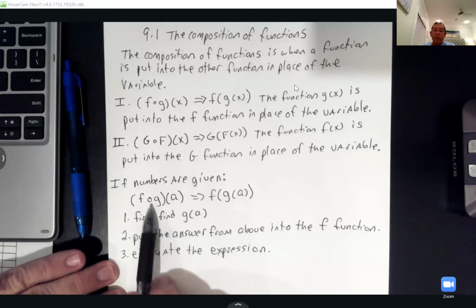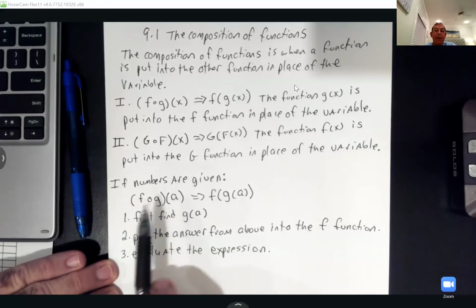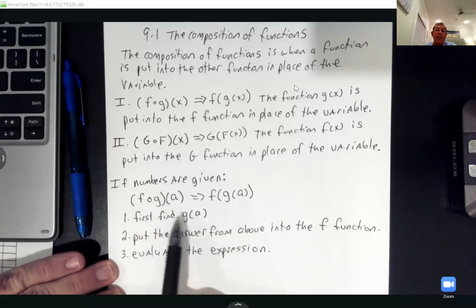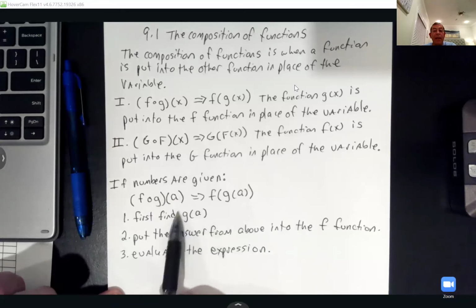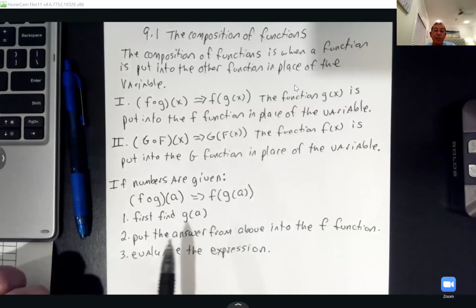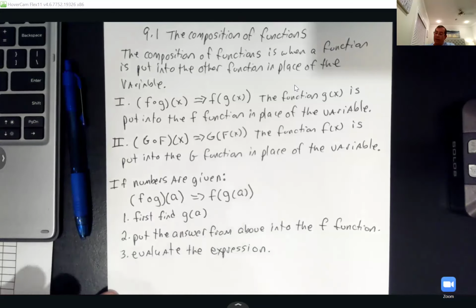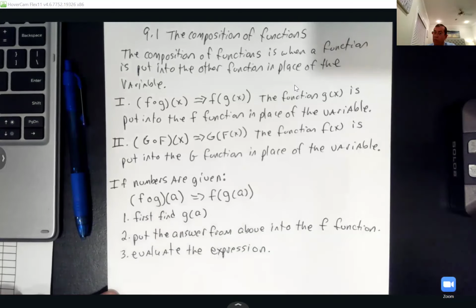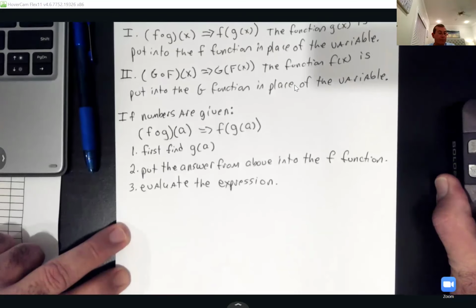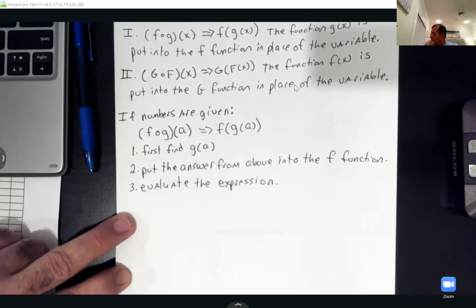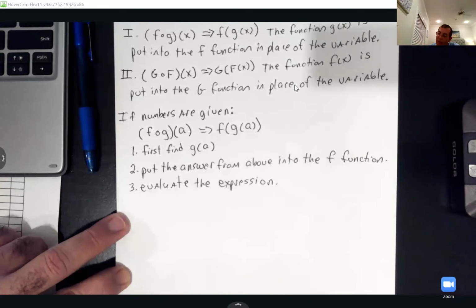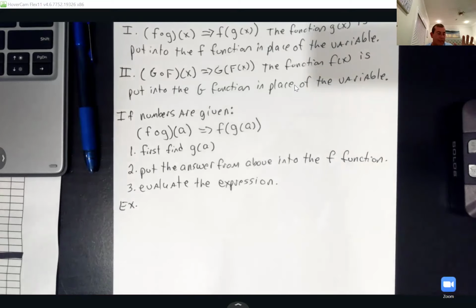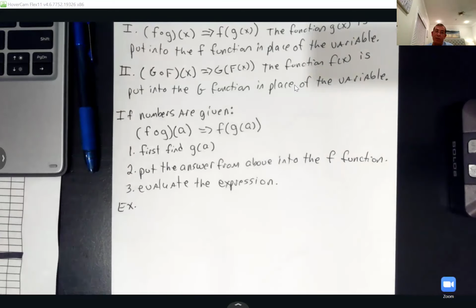Now, the same thing goes if this was g of f of A. If this was g compose f of A, I would first find f of A and then take that answer and put it into the g function. Okay, so the same thing. What they give us determines our order on these, okay? So y'all, let's start working some of these examples. Now, these first examples, like I said, they're going to give us numbers on these, okay?